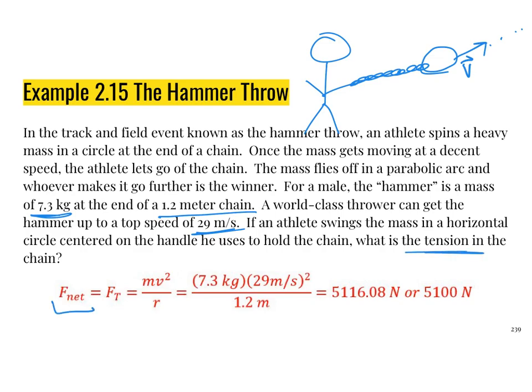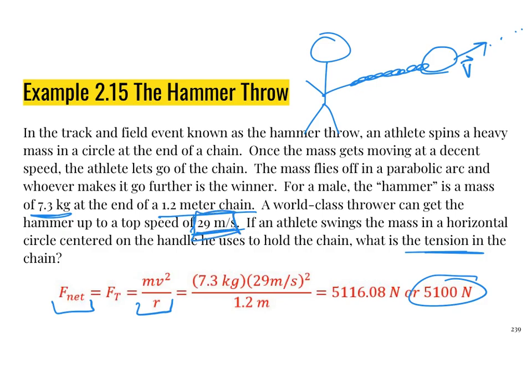Well, the tension is what's providing the net force and the centripetal acceleration. So that's equal to mv squared over r. And if I plug that in, that's about 5,100 newtons. That's the same as holding a 510 kilogram mass, which is 1,000 pounds. The people who do the hammer throw have to have huge strength to get that velocity.